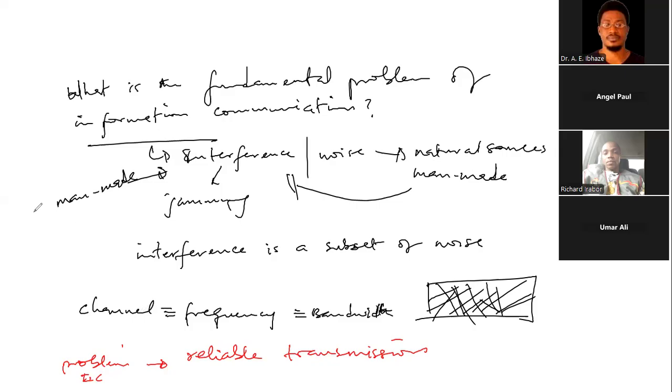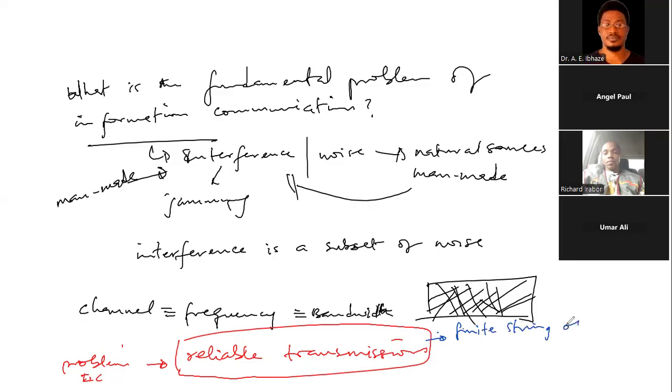Now, it means that if this is what we want to address, then what we are saying is that we can actually use a finite string of symbols that are elements of some finite alphabet to transmit the message.